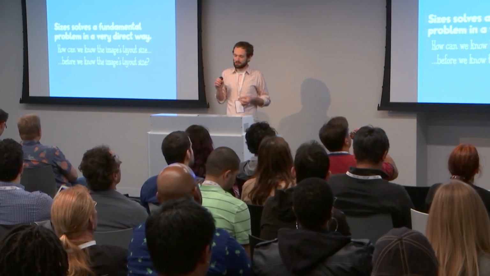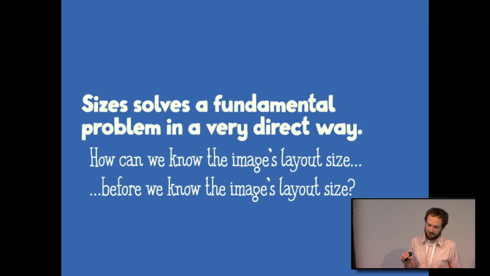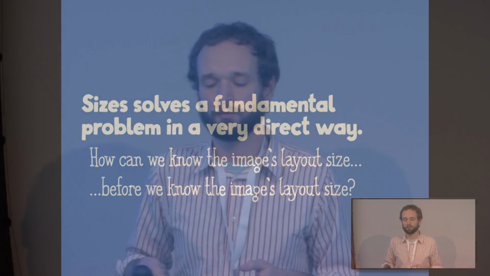And sizes is obviously a fundamental part of this. It solves the problem of how we know the image's layout size before we have any CSS in a very direct, one might even say blunt, way. It does this by sticking the layout size right in the markup. And I have to say, having seen some of the other solutions that were tried and proposed when this stuff was being spec'd out, they all address this problem less directly and were therefore more complicated and worse. This is the best. After years of thinking about this, it's the best that anyone could come up with.